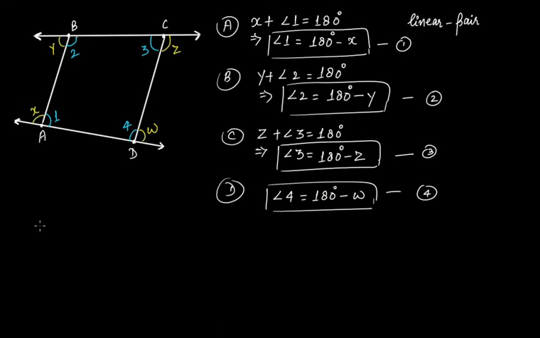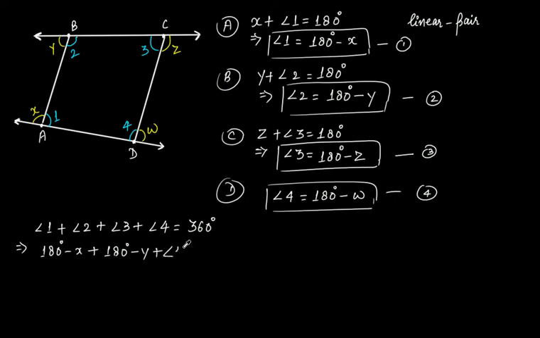Now tell me, what is angle 1 plus angle 2 plus angle 3 plus angle 4? This is equal to 360 degrees. The sum of the internal angles of the quadrilateral is equal to 360 degrees. From here, if you put the value of angle 1, this is 180 degrees minus X. Angle 2 is 180 degrees minus Y. Angle 3 is 180 degrees minus Z, and angle 4 is 180 degrees minus W, and this is equal to 360 degrees.